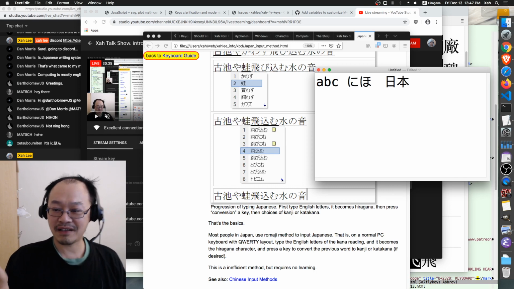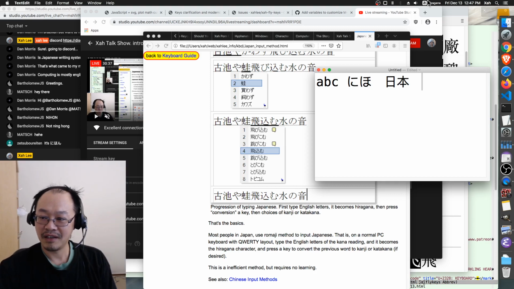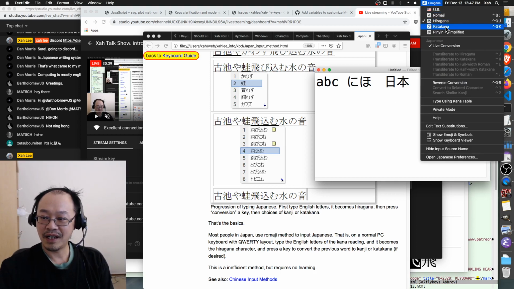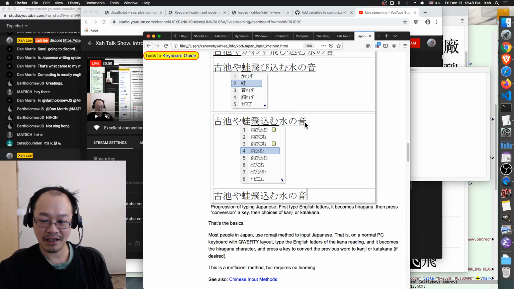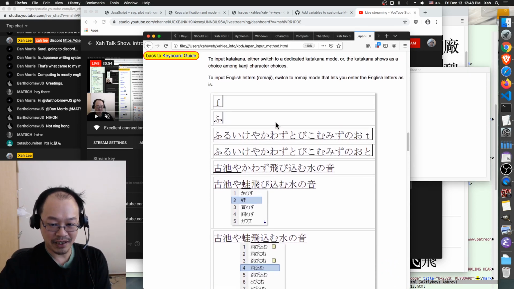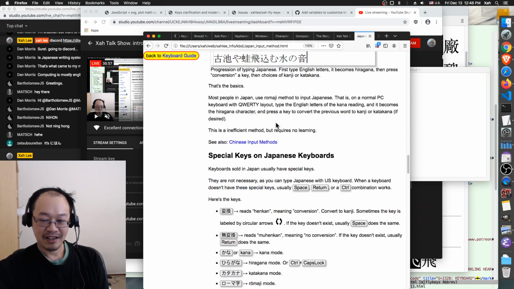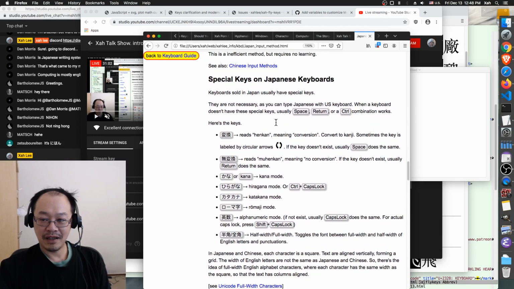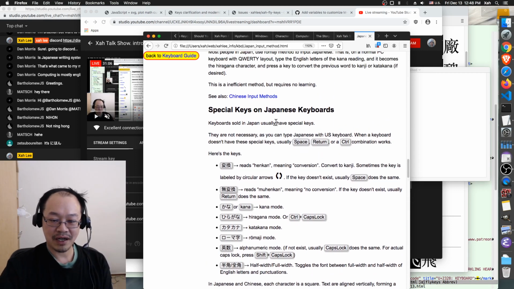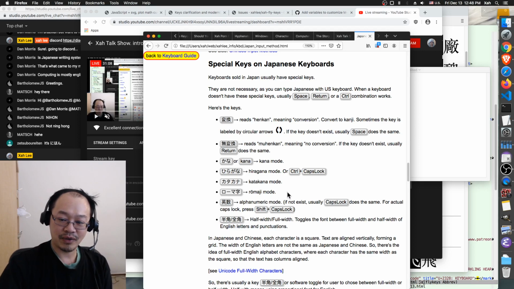So that's an example of how you enter Japanese. Then you can also choose katakana, which is kind of the capital case of the hiragana. Okay, so we have talked about the Japanese writing system, and how you input Japanese. Now we are pretty good. The next thing to talk about is the Japanese keyboard layout. Let me take a break, read the comments, and so on. Another thing we're going to talk about is special keys on the Japanese keyboard.